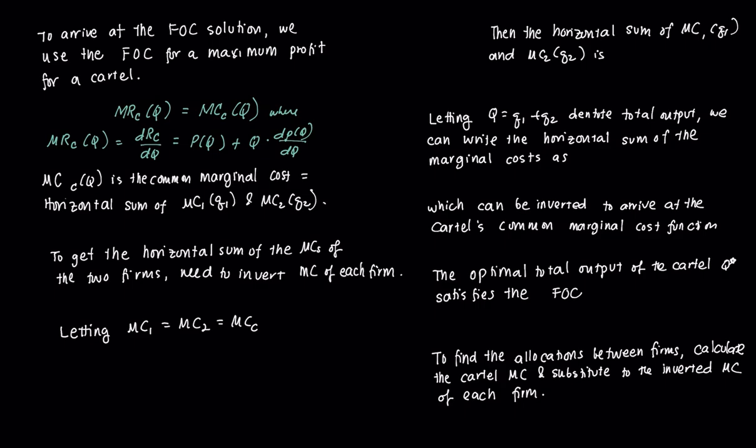Now, what we notice is that MCC(Q), this expression, is the common marginal cost. And what we observe is that it should be equal to the horizontal sum of the marginal cost of each individual firm. But the question is, how do you get that horizontal sum? How do we determine that? Well, first, you start with the notion that the total market output, Q, the total output of the cartel, is just Q1, the output of firm 1, plus Q2, the output of firm 2. Then, to get the horizontal sum of the marginal costs of the two member firms, we need to invert the marginal cost of each member firm. So we're going to re-express it, re-invert it as a function of marginal cost. So we get Q1, which is some function of the marginal cost of firm 1, and Q2, which is some function of the marginal cost of firm 2.